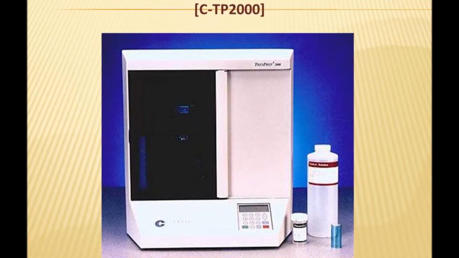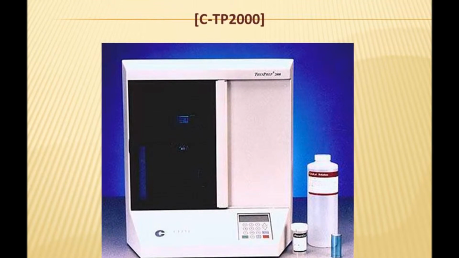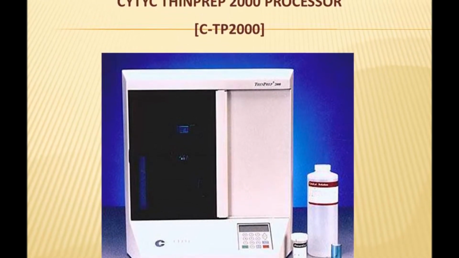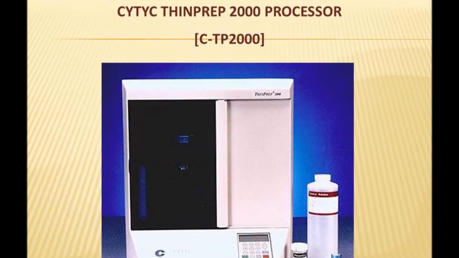What we use in the modern day is called the Cytyc ThinPrep 2000 processor. It's an automated machine that processes all of this for us, so we don't have to use the manual method anymore.